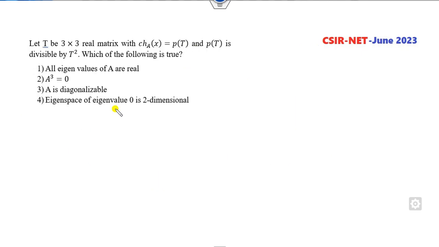Okay, look at this one. T is a 3 cross 3 real matrix such that the characteristic polynomial is P of t, and P of t is divisible by t square. What is the meaning of that? The characteristic polynomial is divisible by t square. So definitely it will be t square times something. Then only it will be divisible.